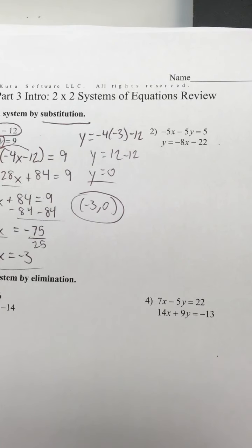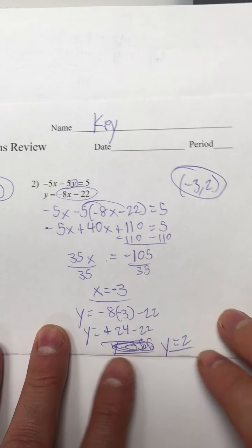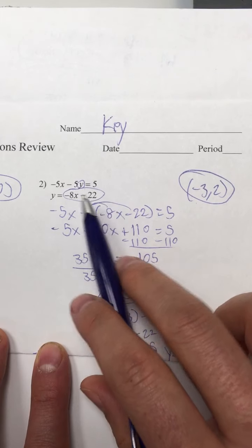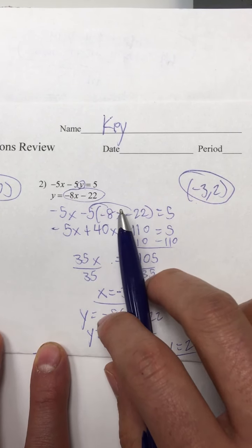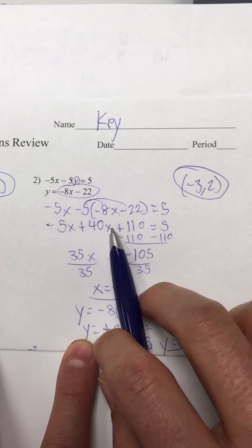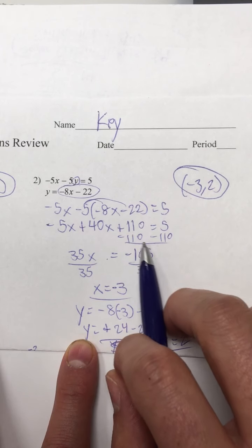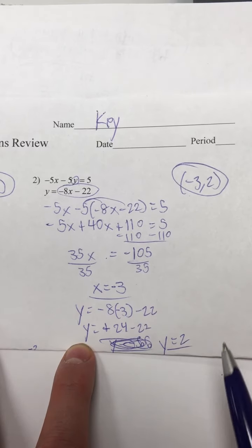All right, hopefully you got it. Let me just show you what it should look like. Number 2, the final answer should be negative 3, comma 2. If you take negative x minus 22, substitute it in place of that y in parentheses, and then distribute negative 5 to both of those, that gives me 40x plus 110. Then combine like terms, and you can go ahead and subtract that 110 over. 35x equals negative 105, so x equals negative 3.